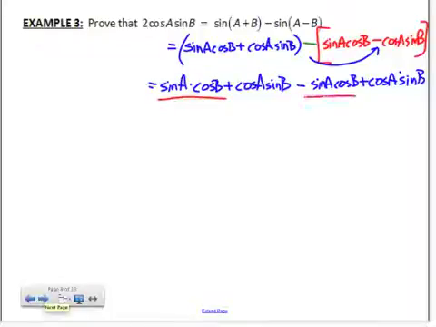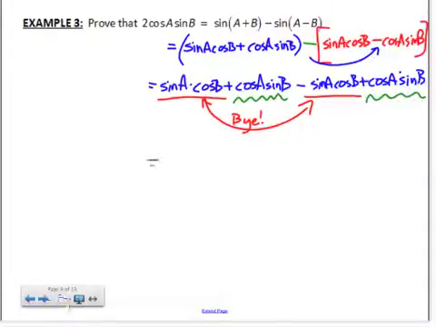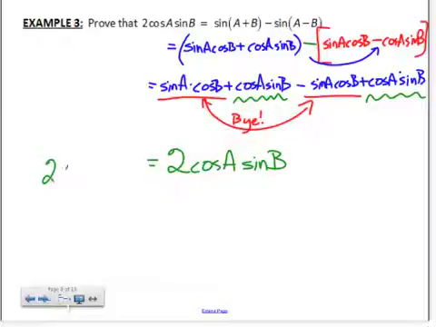Okay, now notice, it gets kind of confusing with all these letters here, but if you can pick out the ones that are the same, you've got a sine of A, cosine of B, minus the sine of A, cosine of B, so those cancel out. And you have cosine of A, sine of B, plus cosine of A, sine of B, so those two will combine, and 1 plus 1 equals 2. So you get 2 cosine of A, sine of B, which is what we were asked to prove in the first place. So on the other side, we will write what we were asked to prove.